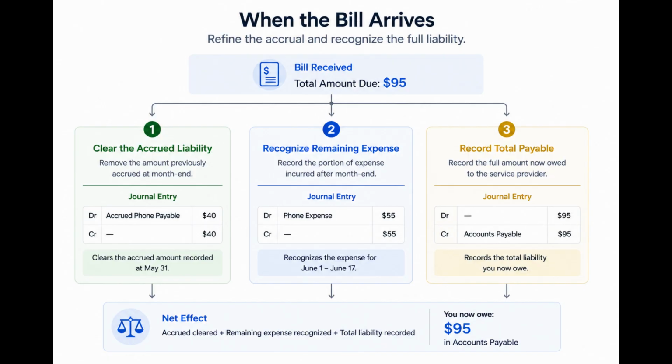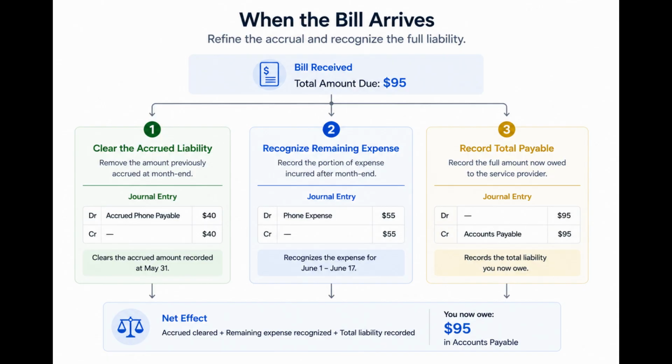Now the bill arrives. The total is for $95. You already recorded $40. The remaining portion, $55, is for the June portion. So the journal entries that will be processed when the bill is recorded is that you'll debit the phone expense for $55. That's the portion that's attributable to June. You will credit accounts payable for $95. That accounts payable is the amount that is going to be due for the phone bill.